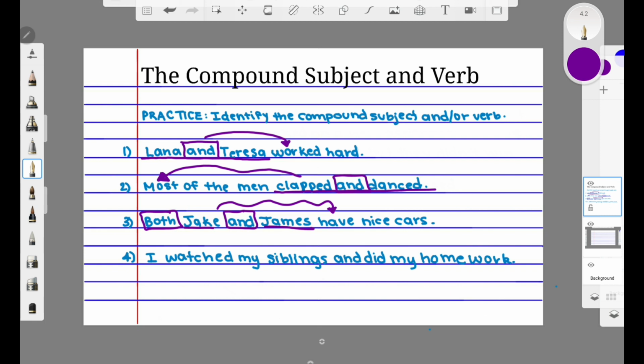I watched my siblings and did my homework. So I is obviously your subject. Watched and did is your compound verb. Now, even though there's some other information in between the and, they still both have the same subject. And they're still joined by a conjunction, and, so watched and did is your compound verb in this case.